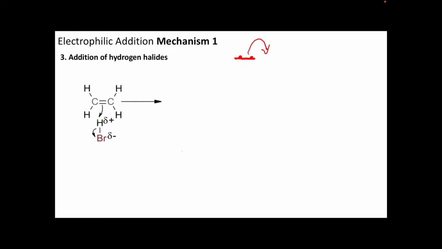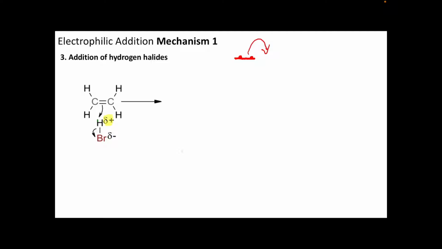So let's look at the addition of hydrogen halides. You can see ethene and hydrogen bromide, and you can see that the hydrogen bromide is polar. The hydrogen has a slightly positive charge on it, and this makes it electrophilic. This is where the electrophile comes from. The electrophile does not have to be a positive ion. It can be a partially positive part of a molecule.